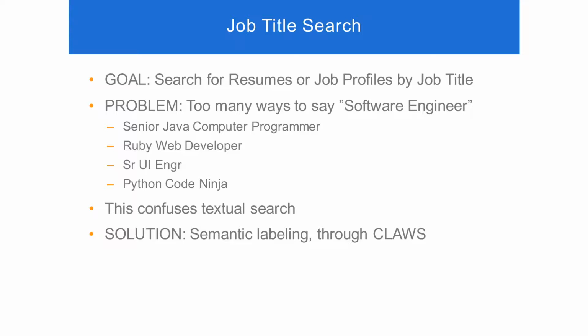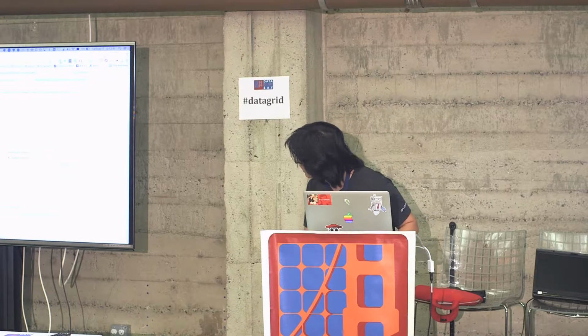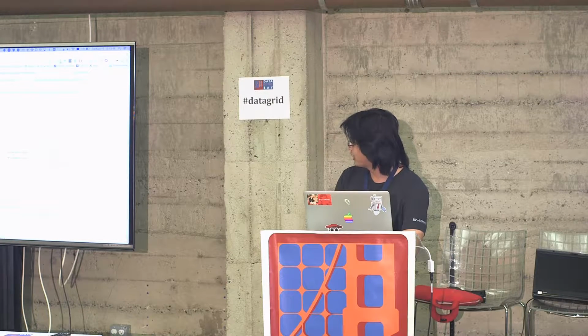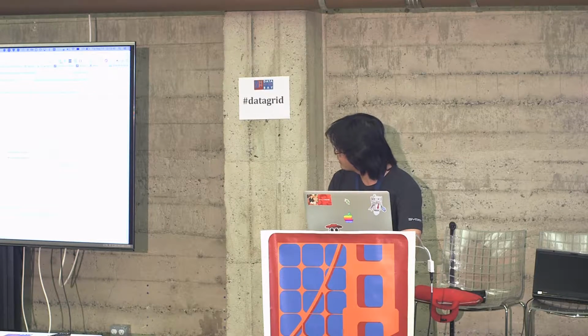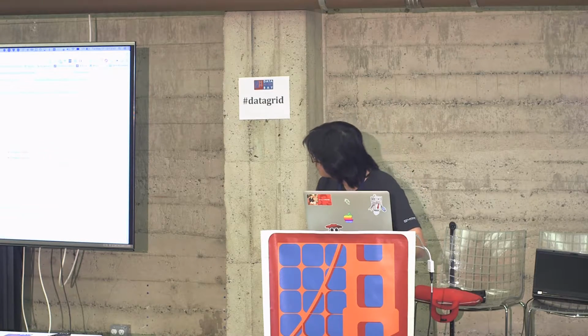Our solution to that is semantic labels, and we have a tool that does that. We call it Clause. Here I have a Clause API tester, and I've put in our job titles. I don't know if any of you can see that far, but these are the same job titles I had on the slide.